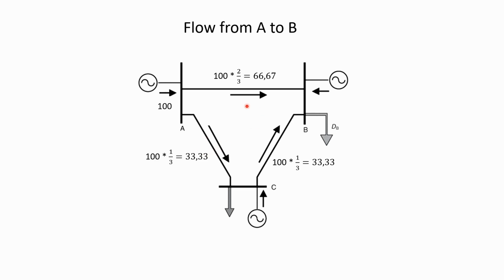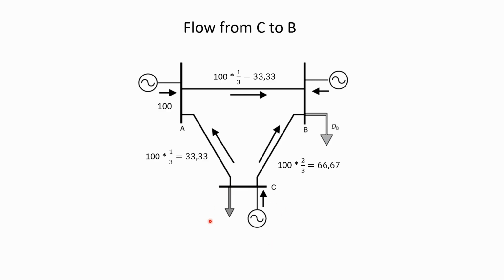And in the textbook we assume that the reactance of these lines are the same. So the reactance of this line is equal to the reactance of this line and the reactance of this line. So when I'm trying to export 100 megawatt power from A to B, 2/3 of the power will go through directly from A to B, and 1/3 of the power will go through node C to reach node B.